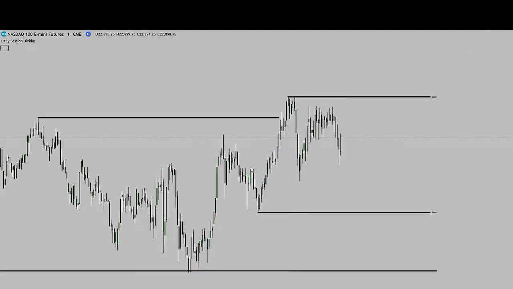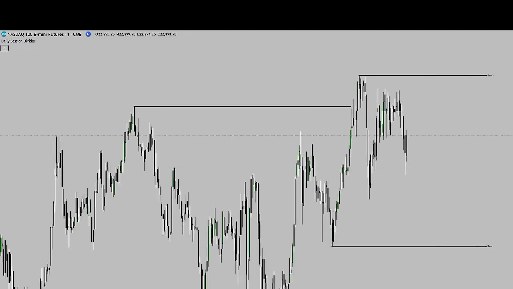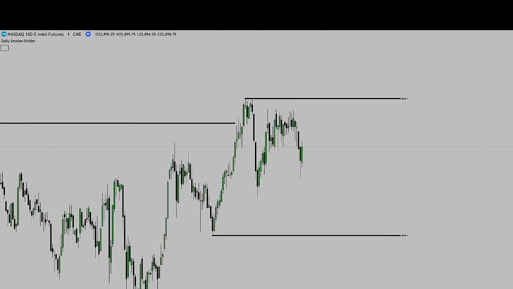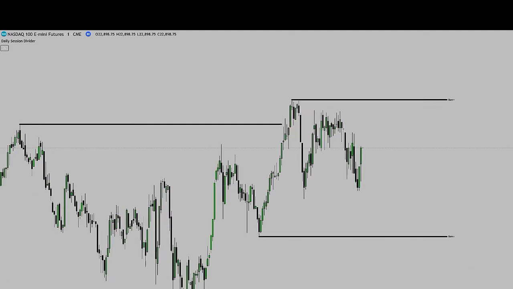So of course we're going to need to wait for a 15-minute CRT to validate that, or a 5-minute CRT, and then we're going to execute longs or shorts if we see that opportunity form. Let's see what happens here. We don't really care what happens in the middle of this range, and we'll just wait. Looks like we're going towards those highs.